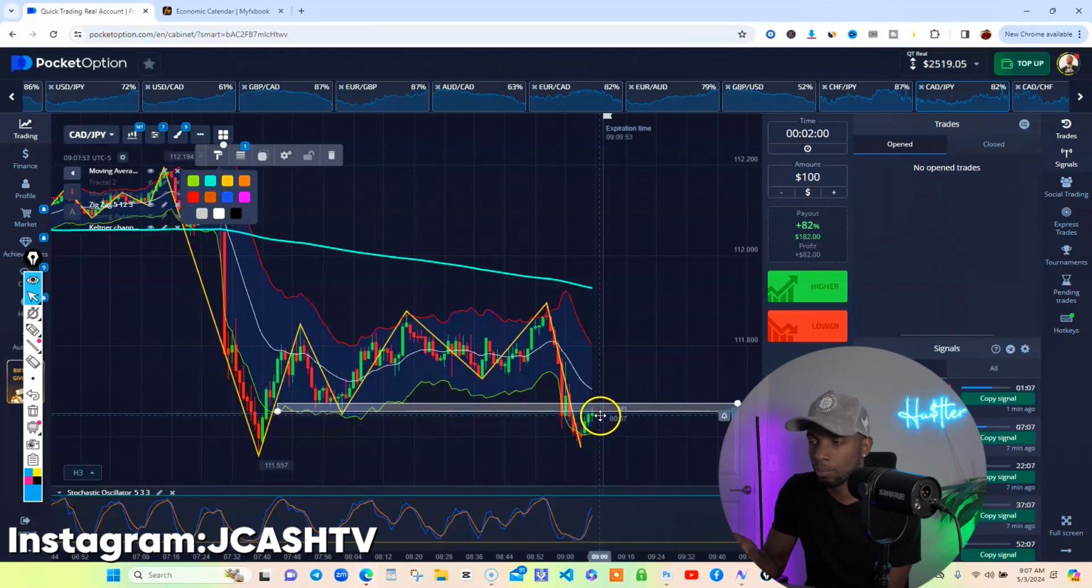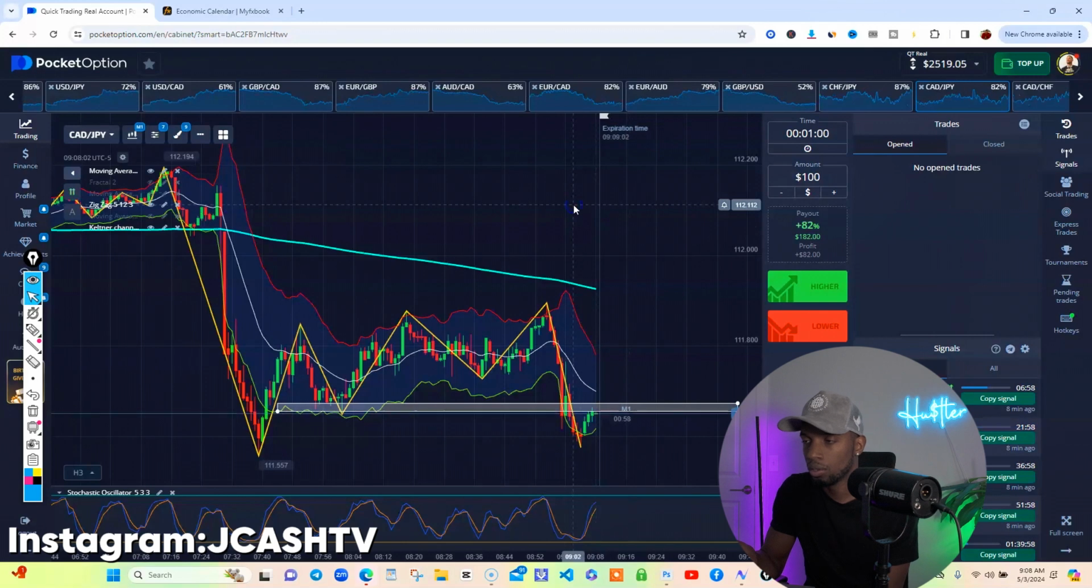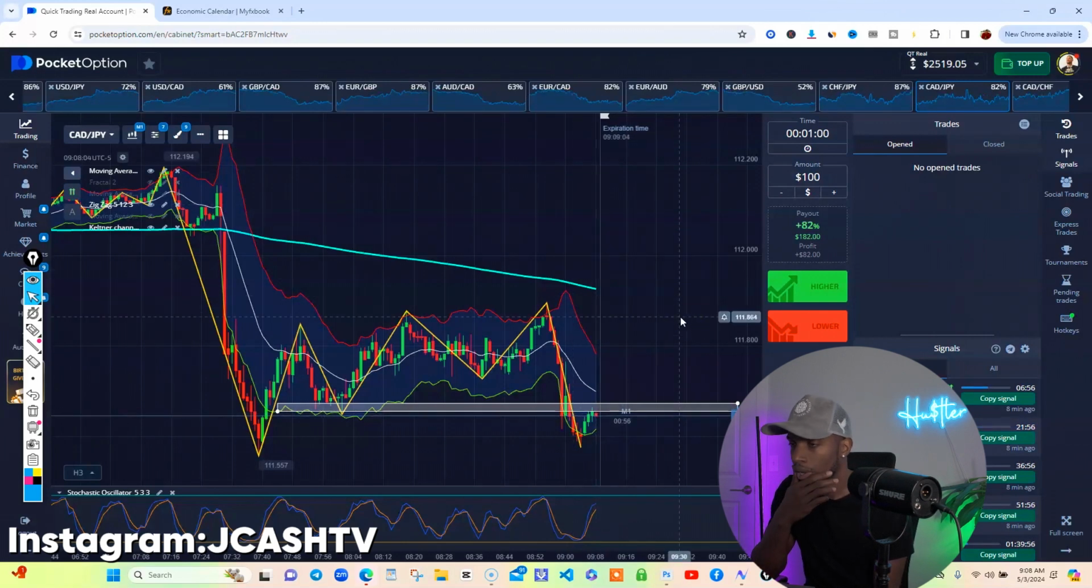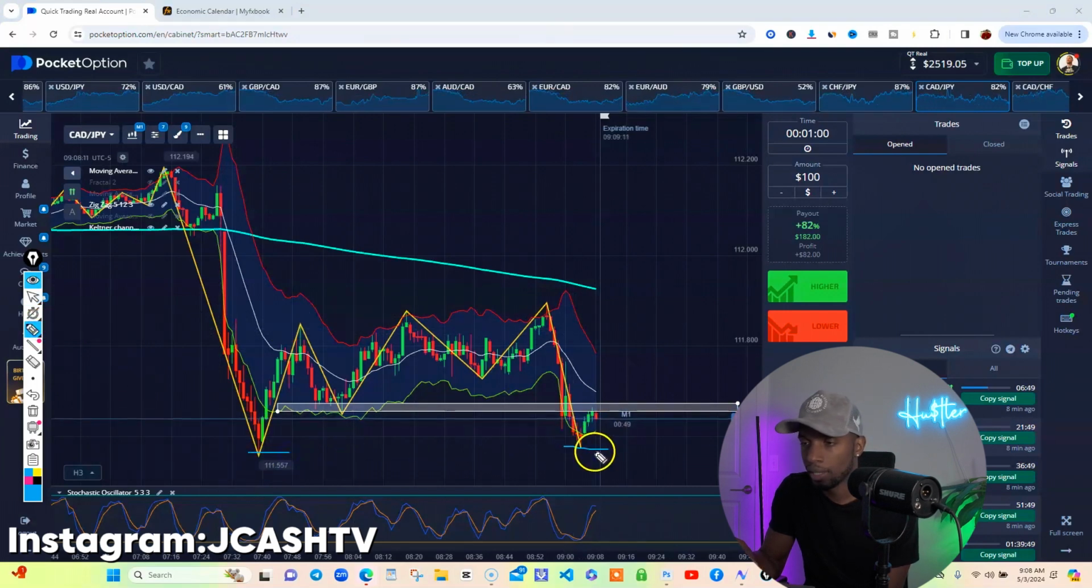Once we start closing below here red and we start pushing back down here, then I'll get in, maybe for even like one minute or two, depending. Pay attention to this whenever you're trading. You see how low this one is, how high this one is.